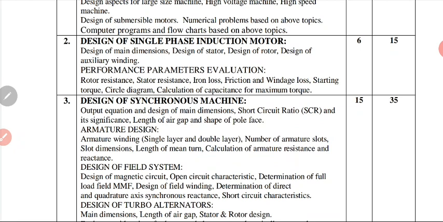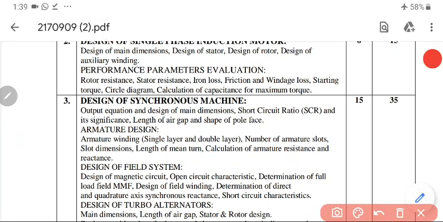Now the next chapter, that is chapter number 2, which includes the design of single phase induction motor, that is design of main dimensions, design of stator, design of rotor, design of auxiliary winding. The next one, that is performance parameter evaluation, which includes rotor resistance, stator resistance, iron loss, friction and windage loss, starting torque, circle diagram, calculation of capacitance for maximum torque. So that's how the second chapter is going to end.